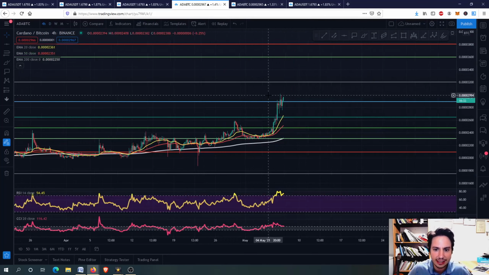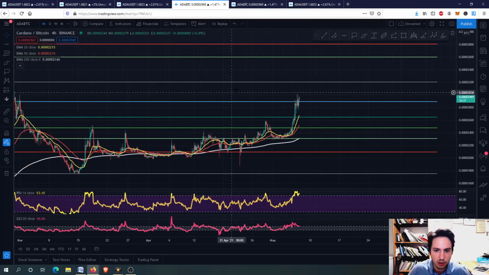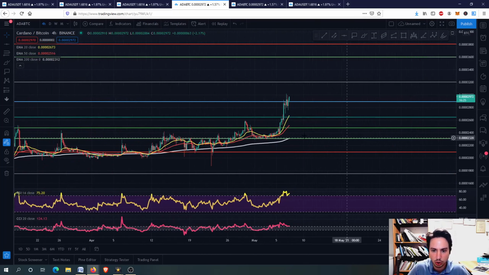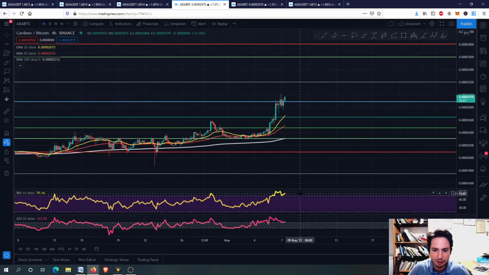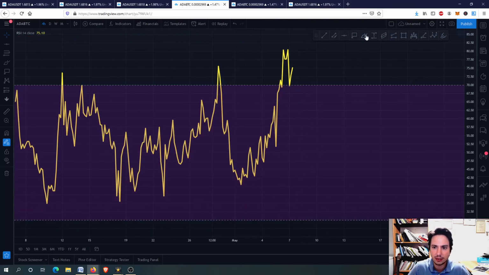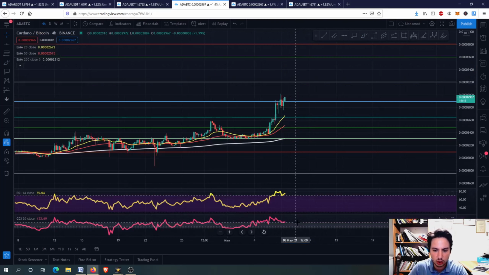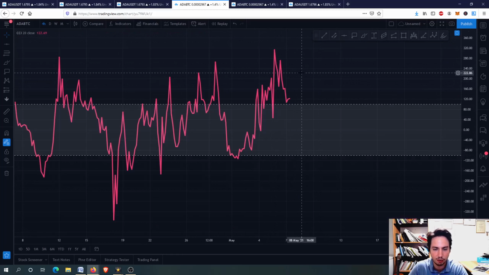Let's see ADA against Bitcoin guys. ADA against Bitcoin is looking strong. I think we will retest the previous high on 27th February, even going upwards for the 4-hour frame. We are having some risk here as we are above the 70 for the RSI and of course above the 100, if I can zoom in, above the 100 for the commodity channel index.